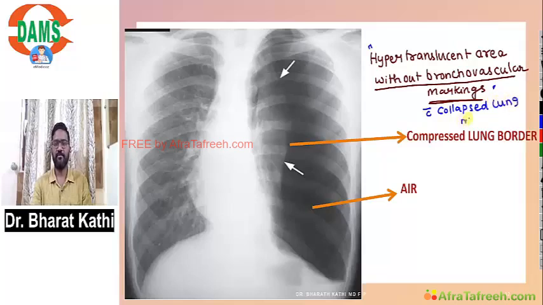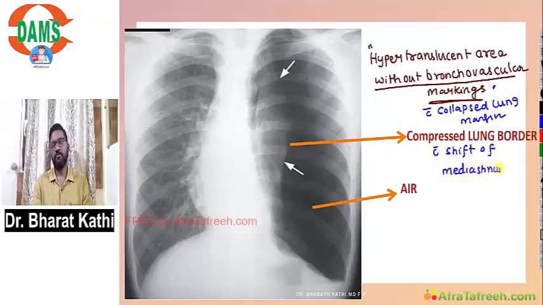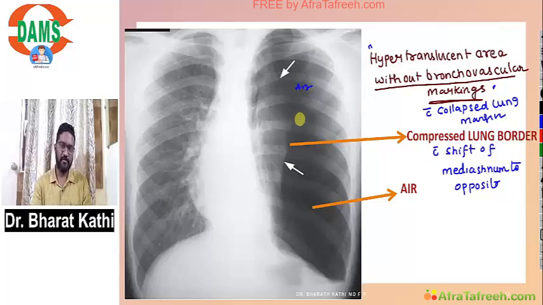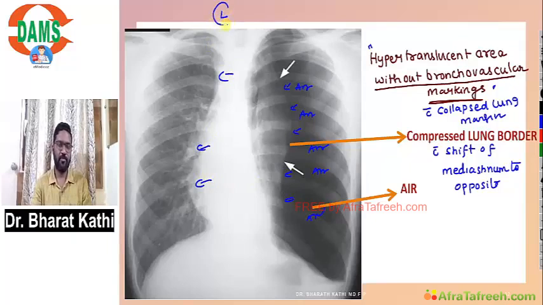with shift of mediastinum to the opposite side, or mediastinum to the right side. So if you notice, all this is an air-filled hypertranslucent area. What is this? Compressed or collapsed lung margin. And what else has happened? Shift of mediastinum to the opposite side. So this is a classical case of left pneumothorax.